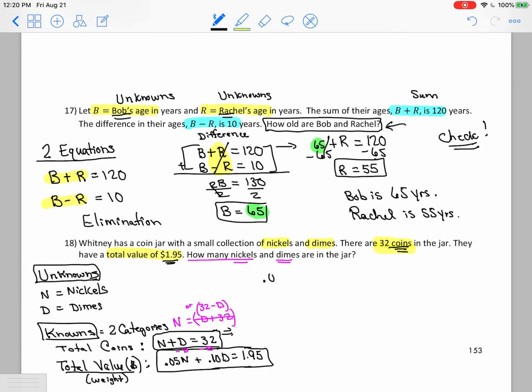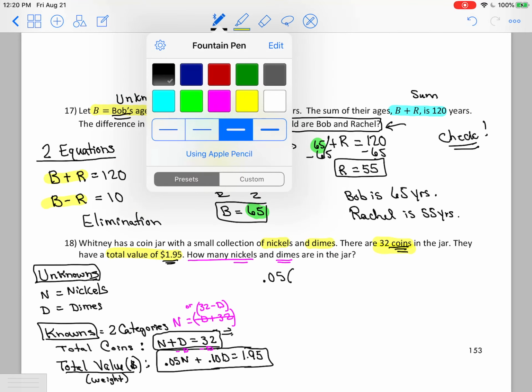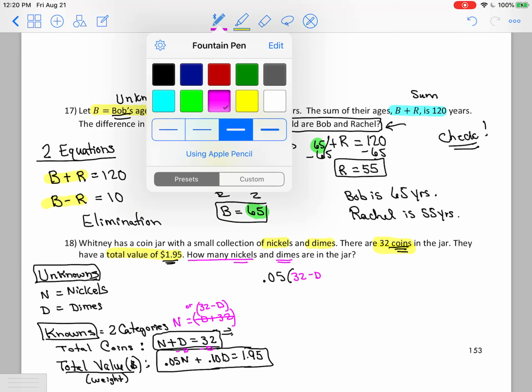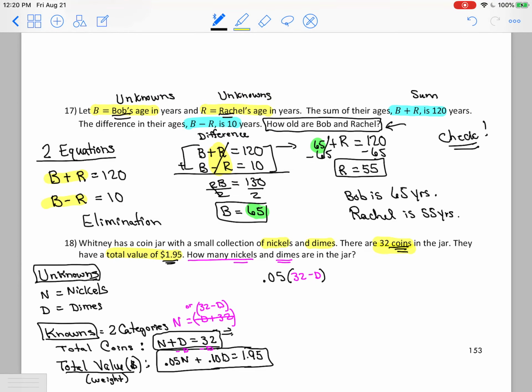I'm going to go to my other equation here, 0.05, and instead of my n, I'm going to plug in this value here of 32 minus d, plus 0.10d equals 1.95. Now everything is in terms of d, which is helpful. And we just have a little bit of distributing to do here. So 0.05 times 32 is going to give me 1.6 minus 0.05d.